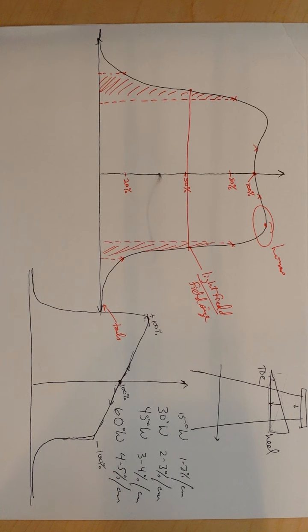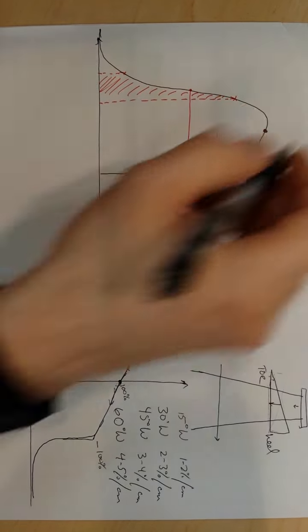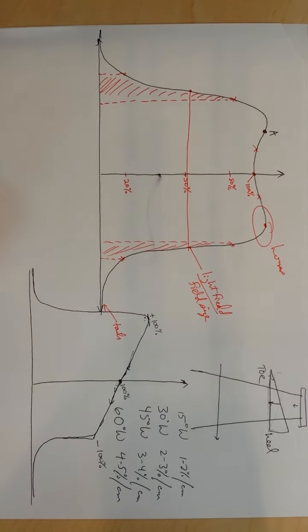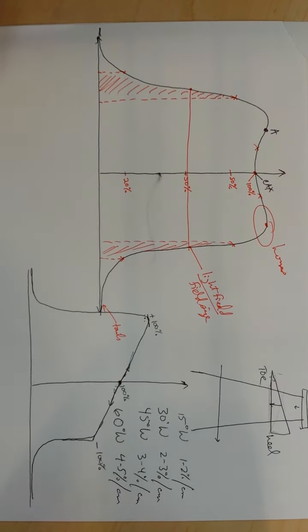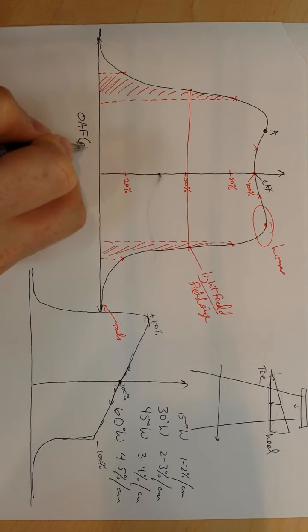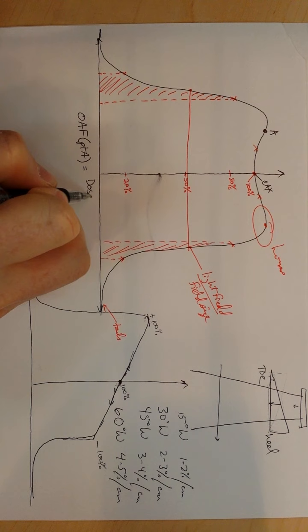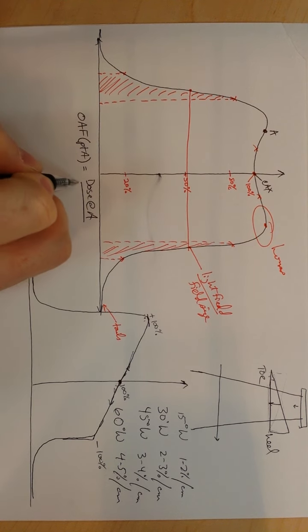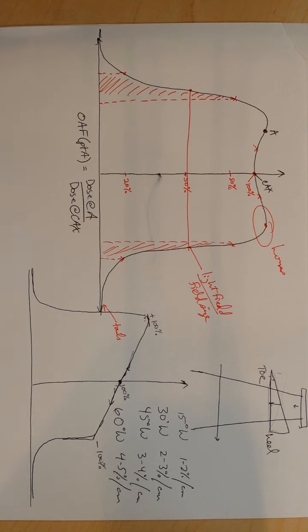And all this is a ratio of the dose to a point off of the central axis. We'll call this point A, and we're going to take it to a ratio to the dose on the central axis. So if I had the off-axis factor for point A, it's going to be dose at A divided by dose at the CAX, the central axis. And that's all it is.